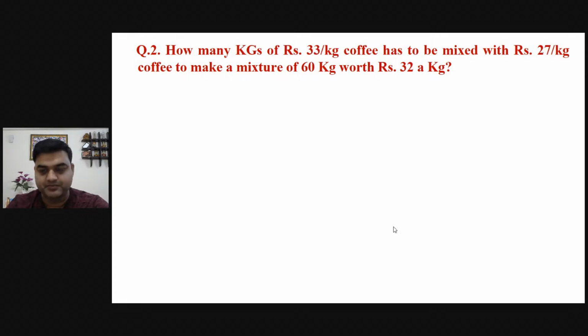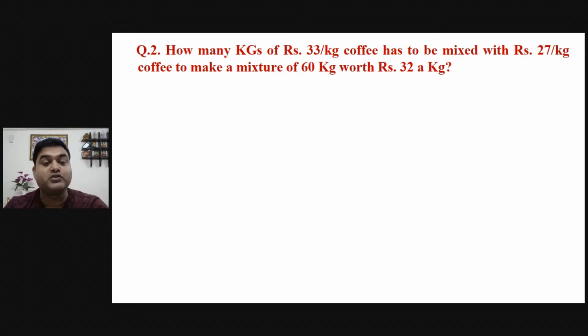Hope people are getting this. Okay, let's try to do this sum now. What is given? How many kgs of rupees 33 per kg coffee has to be mixed with rupees 27 per kg coffee to make a mixture of 60 kg worth of rupees 32 a kg? Okay, wonderful.